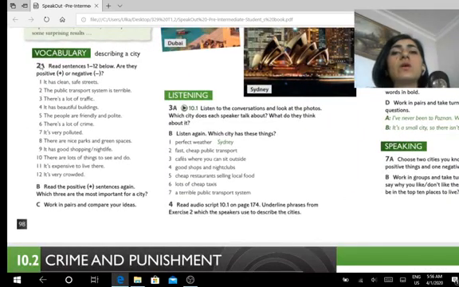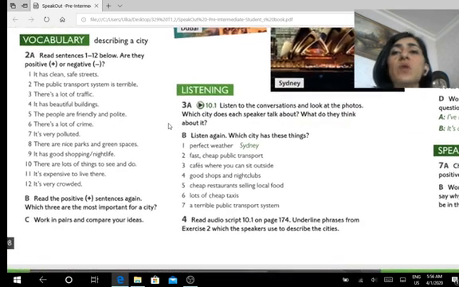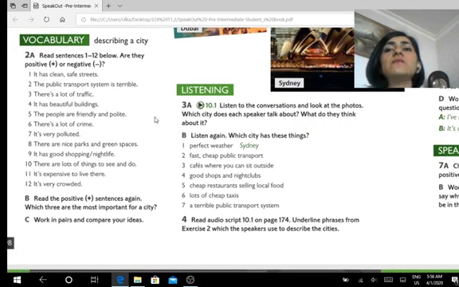So we'll switch to exercise 2A. It's called Describing a City. It's connected with vocabulary. So here, from 1 to 12, you have been given statements which you read and try to find out which one is positive and which one is negative.